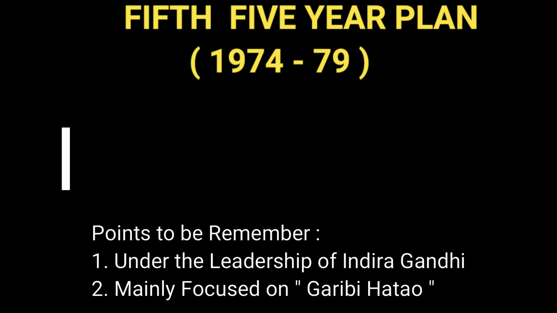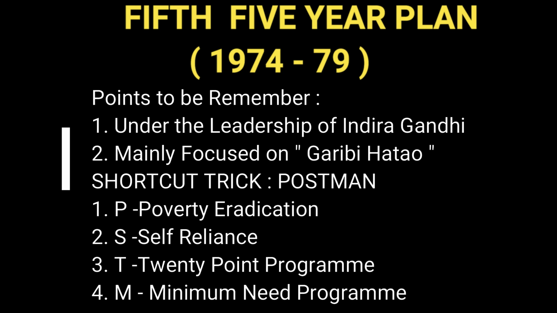Fifth 5-year plan from 1974 to 1979. Points to be remembered. First, under the leadership of Indira Gandhi. Second, mainly focused on Garibi Hatao. Shortcut trick, postman. First, P for poverty eradication. Second, S for self-reliance. Third, T for 20-point program. Fourth, M for minimum need program.